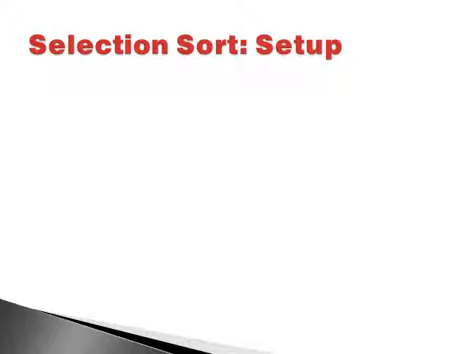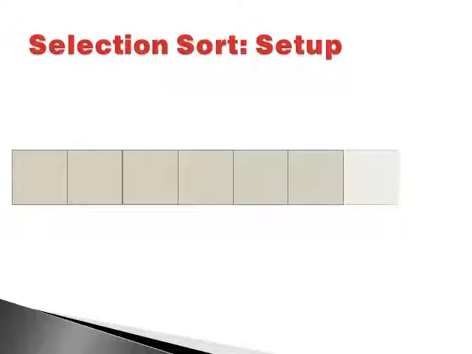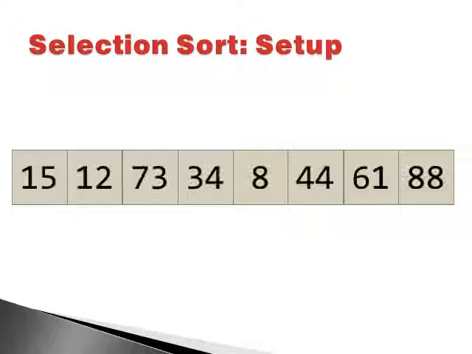So here's what that looks like in practice. This is the array that I'm going to sort. The gray boxes mean the numbers have not been sorted yet. So here's the numbers I have: 15, 12, 73, 34, 8, 44, 61, and 88. Obviously that is an unsorted array.